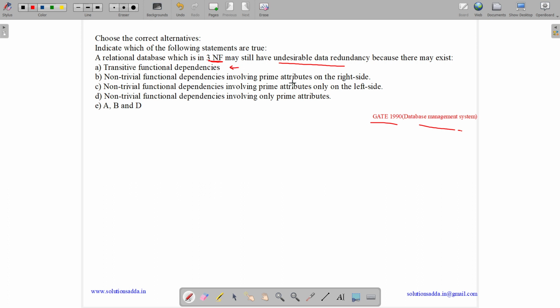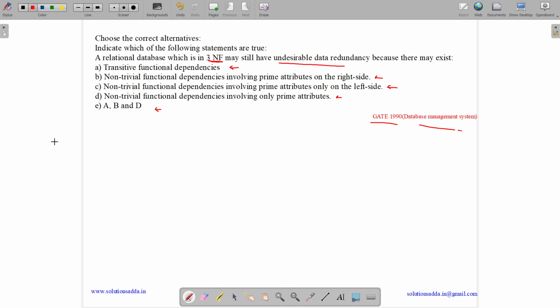non-trivial functional dependencies involving prime attribute on the right side, non-trivial functional dependencies involving prime attributes only on the left side, non-trivial functional dependencies involving only prime attributes, and option E, both A, B, and D. So let's see. So basically, there is a misconception regarding this transitive functional dependency. So I will try to remove this misconception.